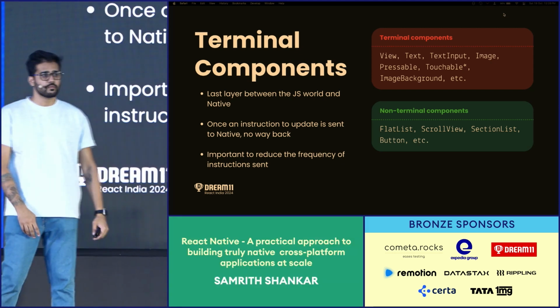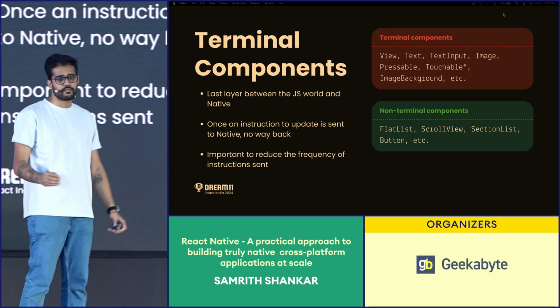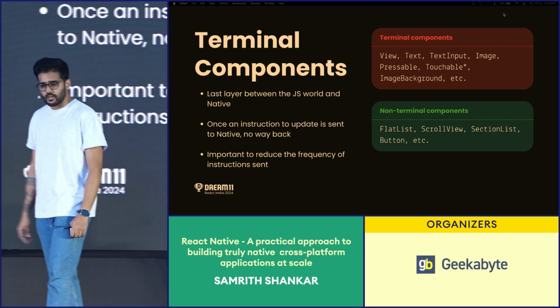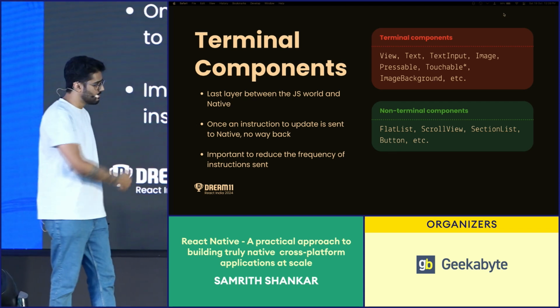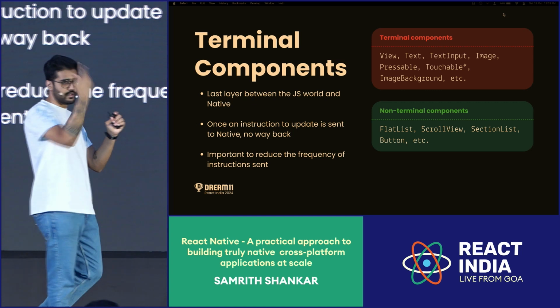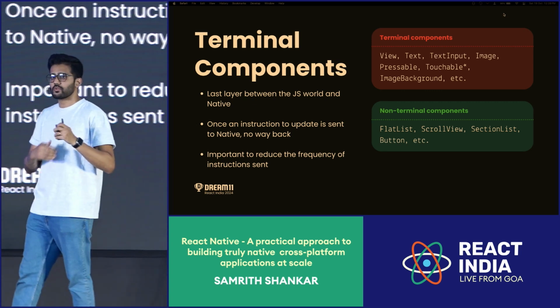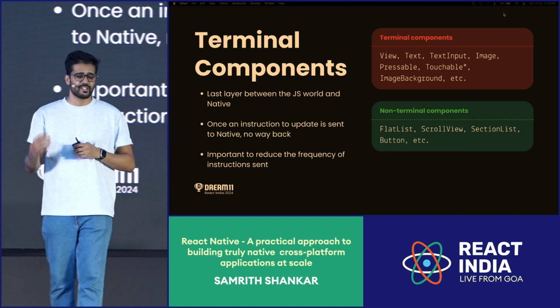Apart from this, when you're building an app for scale and you have a lot of interactions, composition is very, very critical. Like we saw in all of the talks earlier as well, when you want to render just one part of a really long list, ensuring that instructions to update only that one part go to native is very critical.